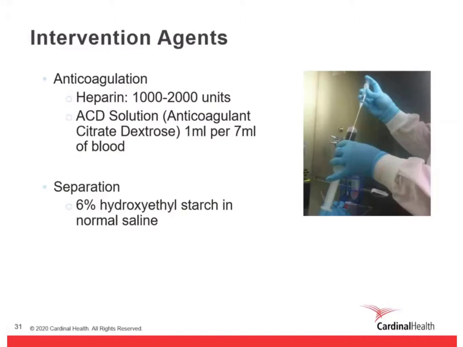At that point, the pharmacy can add Hespan or hetastarch. Basically, Hespan is a sterile IV solution of hydroxyethyl starch, and it's FDA approved for leukocyte separation. What it does is it forms cross-links between the red blood cells, which cause them to get heavier and fall out of the solution faster. So the end result is a quicker separation or increased ESR.